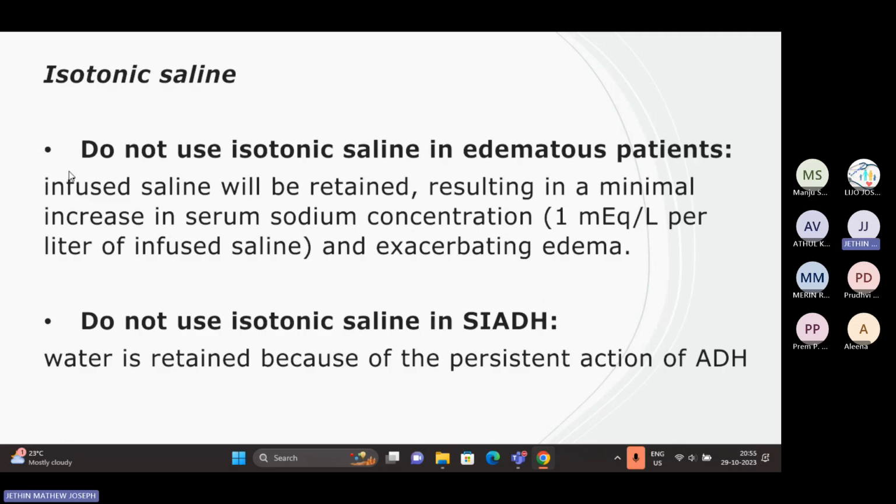And obviously, do not use isotonic saline in edematous patients like heart failure. Your infused saline will be retained, and there will only be a minimal increase in serum sodium concentration. And because of your retained water, it's going to exacerbate the edema. And do not use it in SIADH also. In SIADH, the patient is euvolemic, and water is going to get retained, and your ADH secretion in SIADH is not physiologic, it is independent of that. So there is persistent action of ADH even if you're giving more volume. So water is going to get retained. So do not use it in edematous patients and in patients with SIADH.